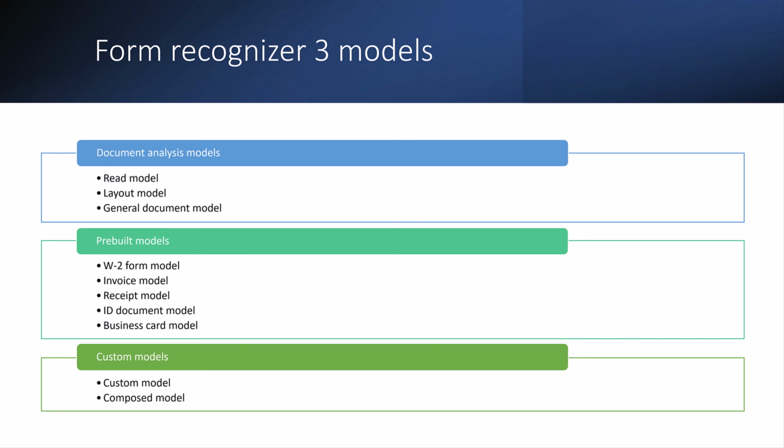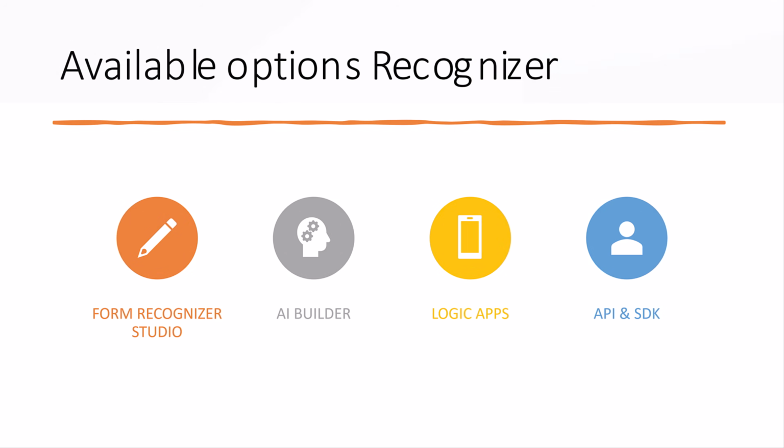You can choose the pre-built model. Finally, custom model. If these two models do not fit your document, you can choose this custom model. You can generate your own model and analyze. If it fits, then you can start using it in your application. Next, we'll move on to the available options for Azure Form Recognizer.